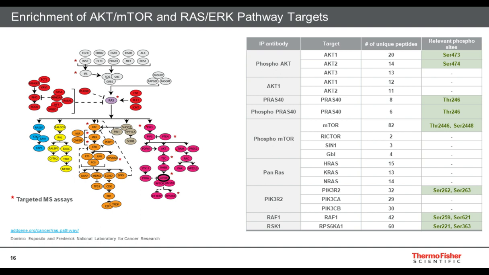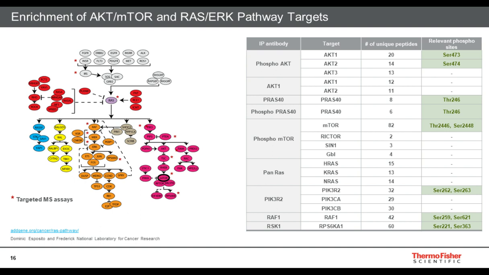So far we talked about validating the antibodies and validating the peptides. How can we put all these things together for enrichment of AKT mTOR as well as the RAS MAPK pathway targets? So on the left-hand side, it shows the representation of the RAS pathway in orange and the AKT mTOR pathway in purple. And these are the two most important signaling pathways involved in cancer biology.